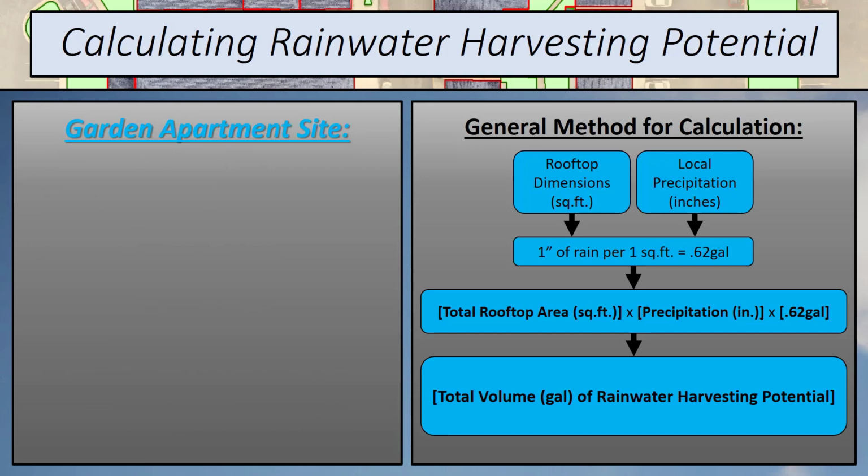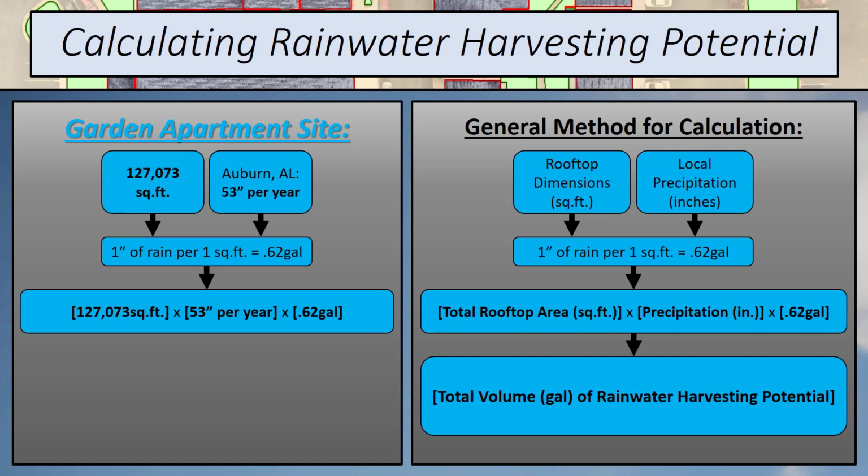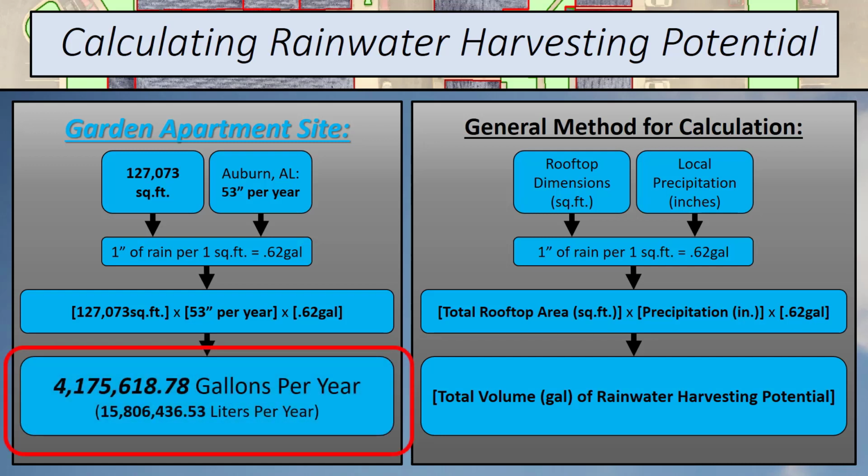So when thinking about our garden apartment site, we can follow this formula. First, we need to take our rooftop dimensions, which is about 127,000 square feet, and our precipitation trends, which is 53 inches per year, and multiply them together with our 0.62 gallon conversion factor. Once you have multiplied these three numbers, then you should finally have the total volume in gallons that can theoretically be harvested at our site. For the garden apartment site, approximately 4.17 million gallons of water can be harvested per year.